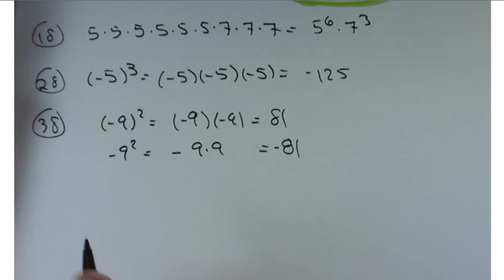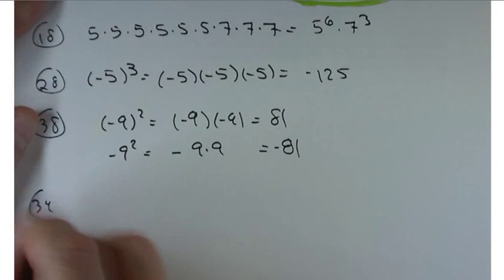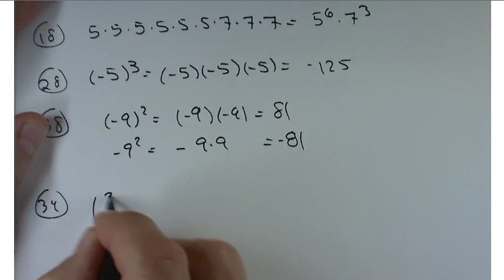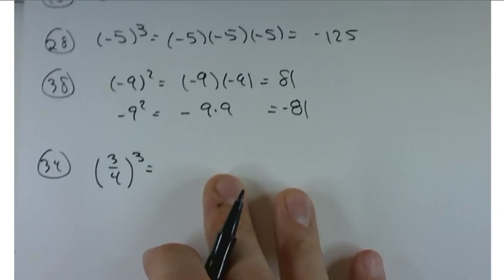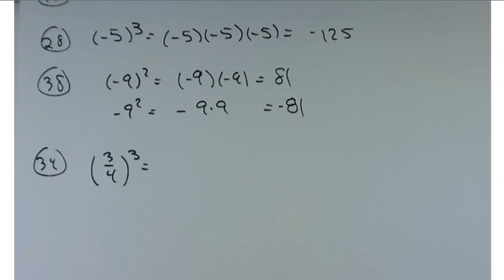Let's try problem number 34. 3/4 cubed. Now this, at least part of it, isn't much different than problem number 28. You're cubing something. So to cube something, you have to multiply it by itself 3 times.